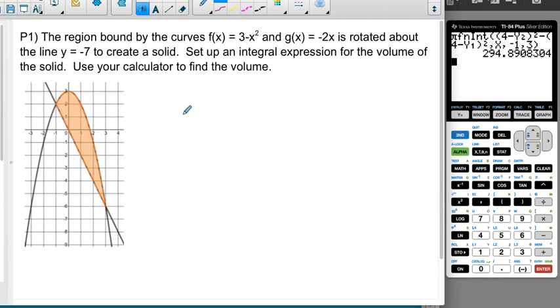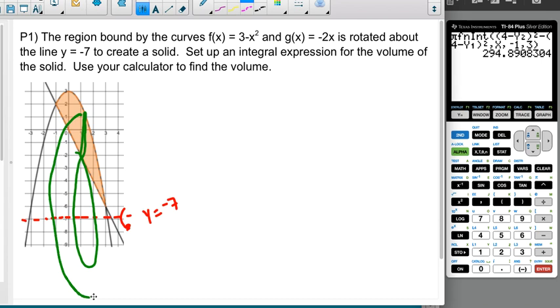All right, let's go ahead and try P1. Same two curves, how convenient. Except this time, we're rotating down here around y equals -7. So same curves, but I'm rotating this way. So if we look at what that's going to do, right, I take a random slice somewhere in the middle, and when I rotate around, I'm going to get this annulus.